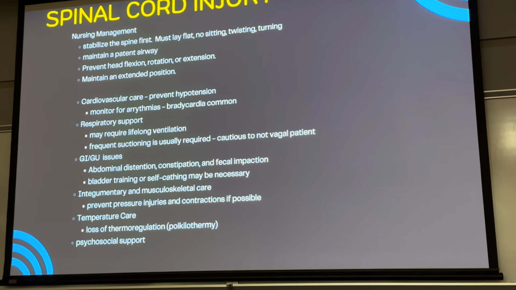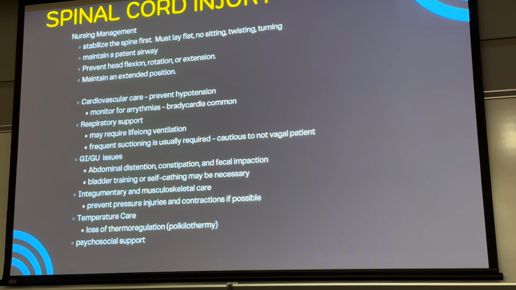Remember, I gotta stabilize my spine. That's my number one thing right there. Put on that neck brace, put them on a backboard. Stabilize that area until I can further evaluate my spinal cord. Got your ABCs, maintain your patient airway. Keep that neck in a neutral position. You're not gonna let them look left, right, move all around.